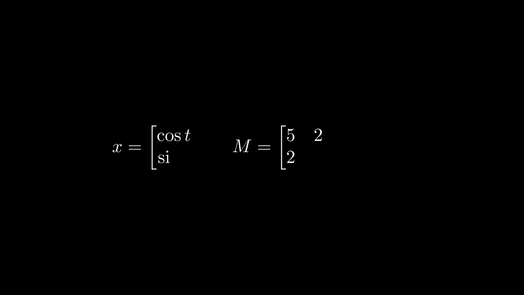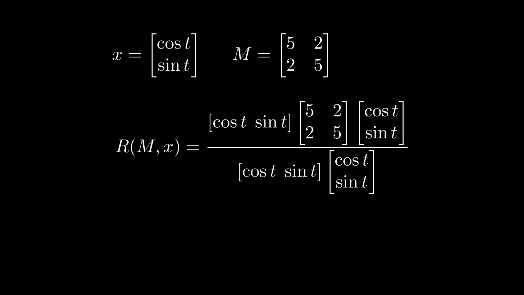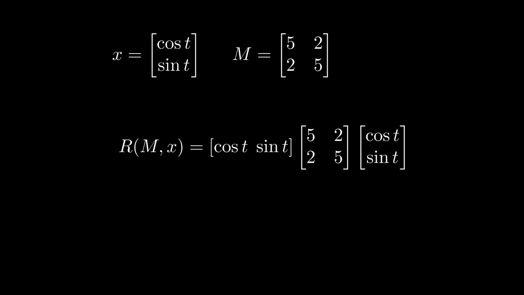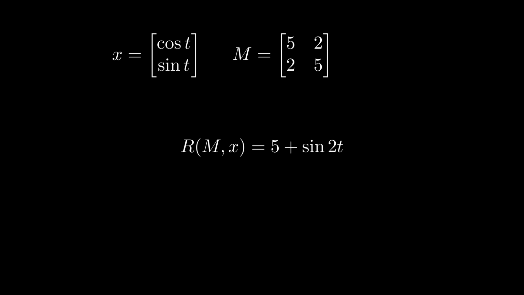Let's work through another example with the following matrix M and vector x. Notice that in this case, x is parametrized by cos t and sin t. This means that the Rayleigh quotient simplifies to the quadratic form. In this example, the Rayleigh quotient evaluates to 5 plus sin 2t. As you may have noticed with this example, when the vector x is a unit vector, the Rayleigh quotient is always equivalent to the quadratic form.